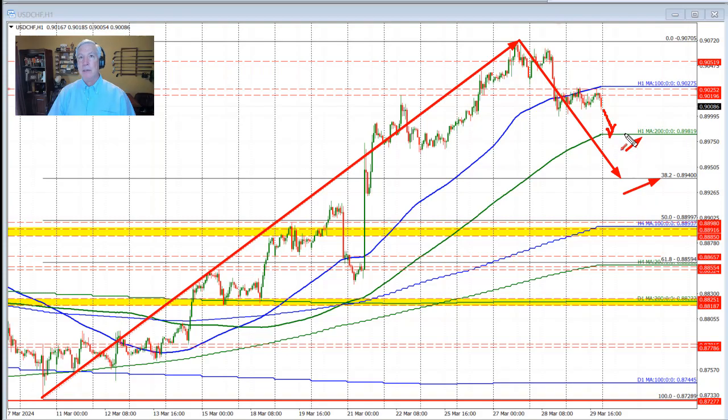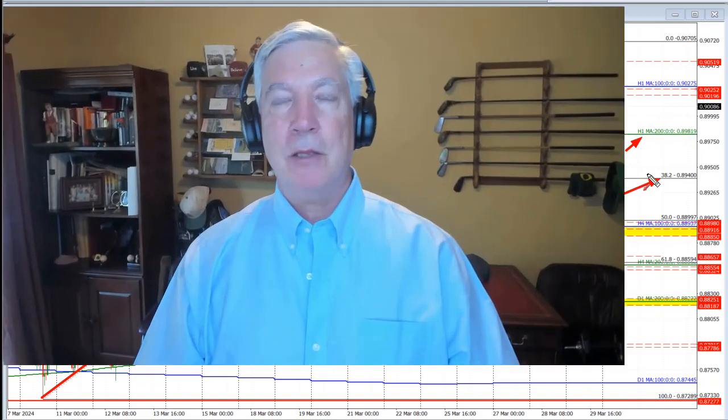So it's pretty simple. Get above the 25 level, get above the 27 level and the 100-hour moving average, and it opens the door for more upside. It changes the bias a little bit. And then if we go below the 200-hour moving average and things turn a little bit more bearish, we look toward the 38.2 and see what happens at that level. So that's my look at the dollar versus Swiss.